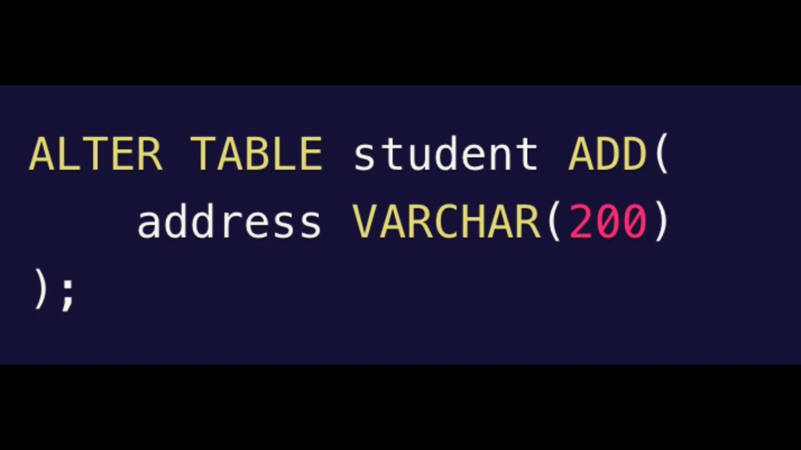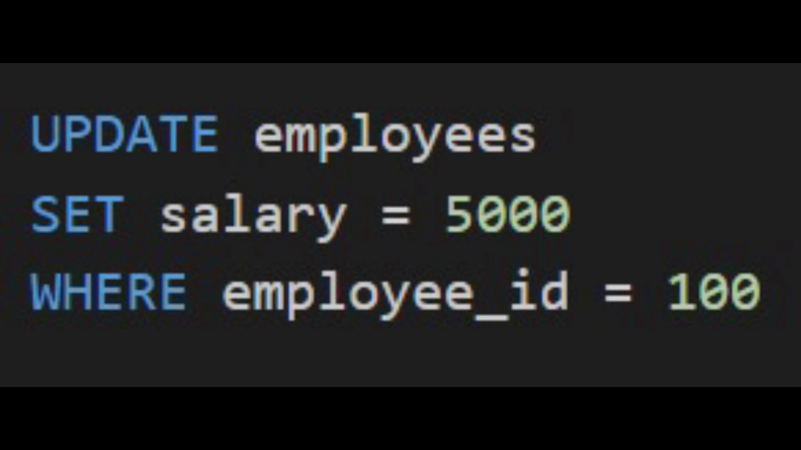Here is another example of DDL. This code alters the student table and adds address. That means this command will add a new column address to the table student, which will hold data of type varchar, which is a string with 200 length. Next is another example of a DML statement. This code updates employee number 100 and sets the salary to 5,000.